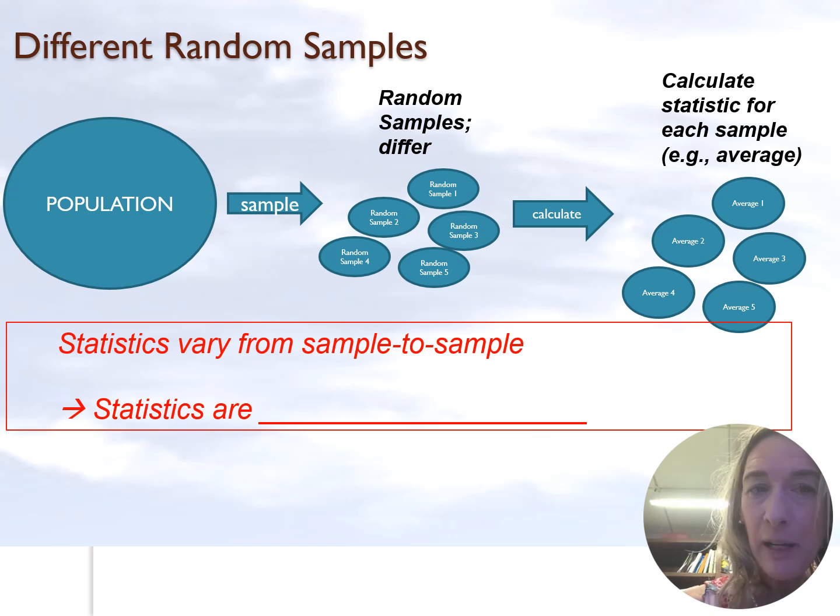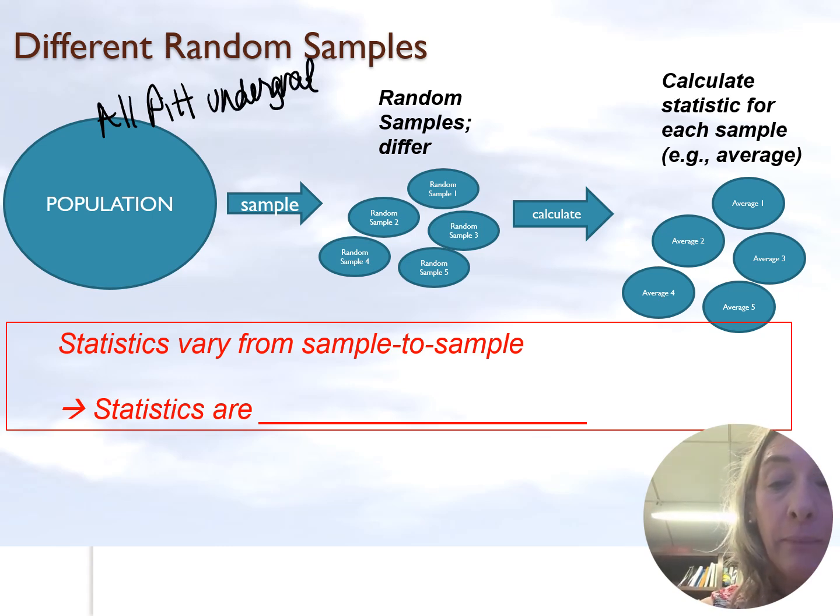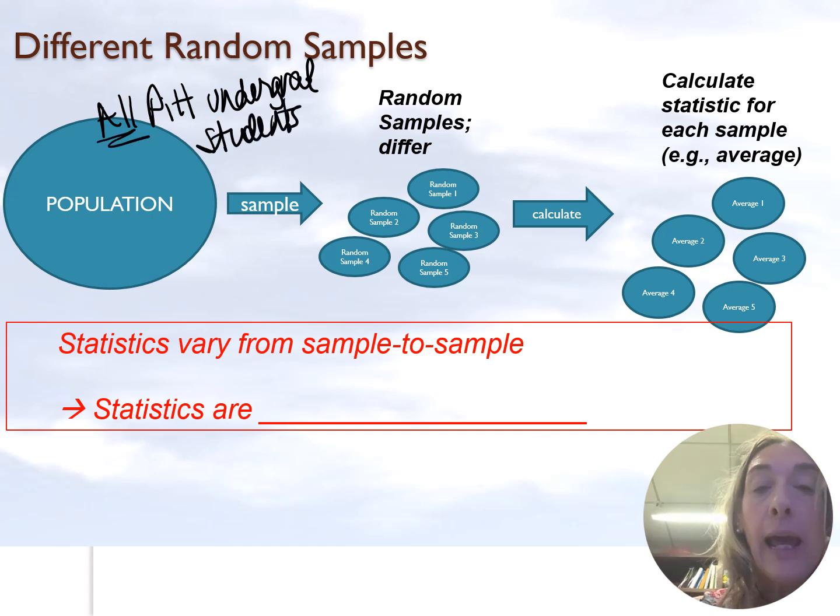Okay, so let's picture taking different separate random samples out of a population. Let's say our population that we're considering is all Pitt undergraduate students. And let's say we take separate, different random samples out of this population. Let's say we take samples of size 50. So those samples are going to differ among themselves, or from sample to sample.